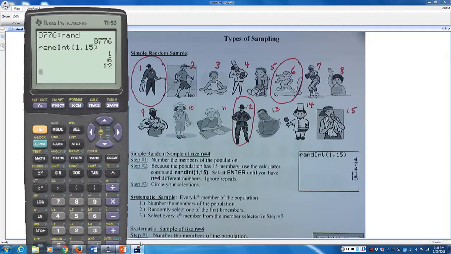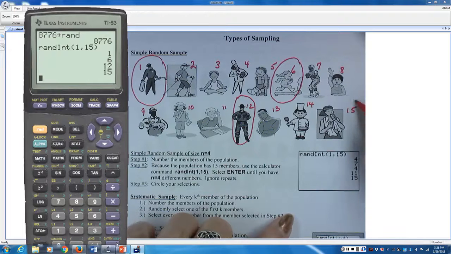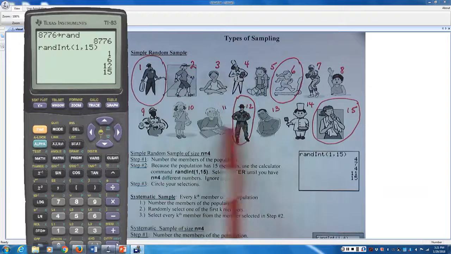And then it says choose person 15. So I'll choose the last person. And now I have my sample of 1, 2, 3, 4 people out of the group of 15. Did anybody in here choose the same 4 people I did? Okay, somebody want to volunteer which ones you chose?